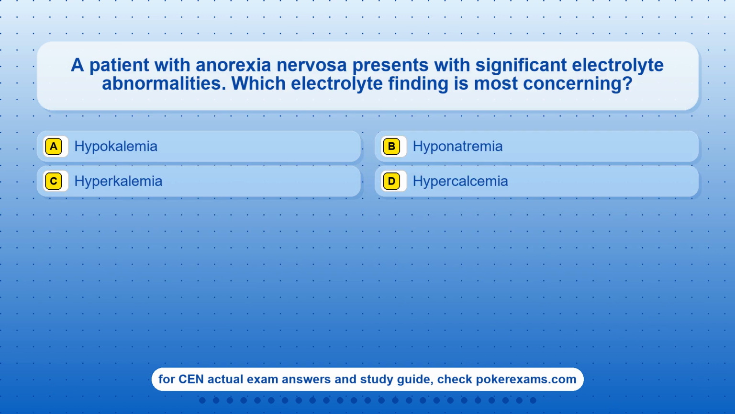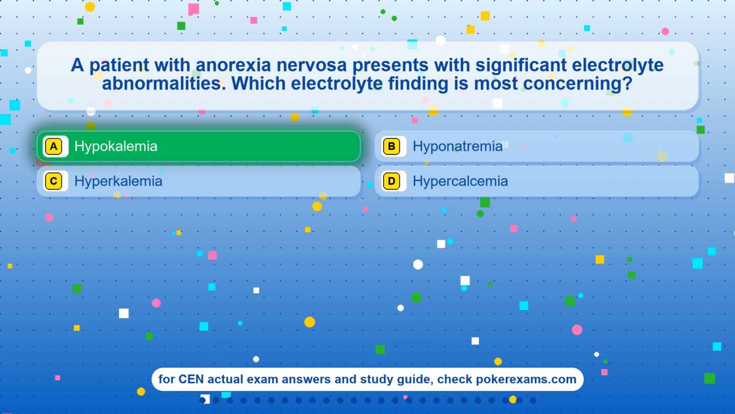Question 7. A patient with anorexia nervosa presents with significant electrolyte abnormalities. Which electrolyte finding is most concerning? Option A, hypokalemia. Option B, hyponatremia. Option C, hyperkalemia. Option D, hypercalcemia.